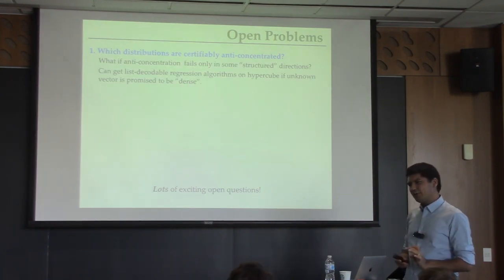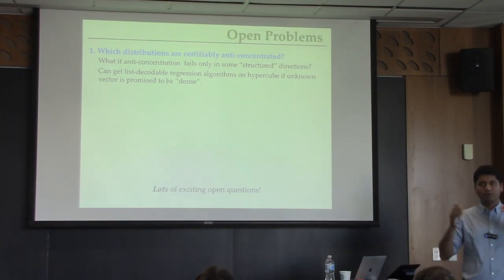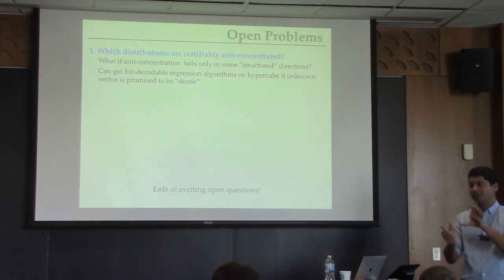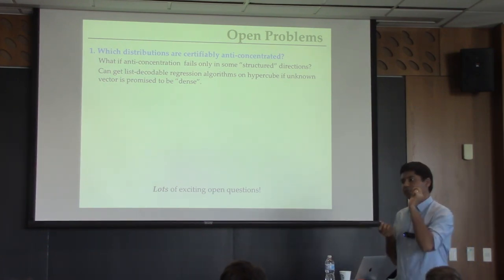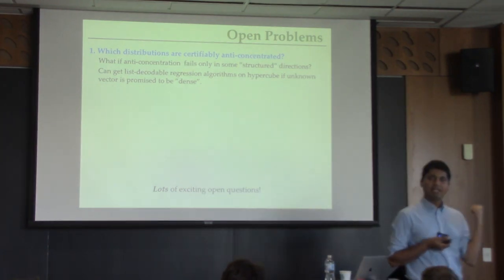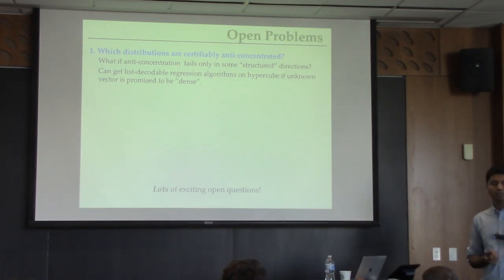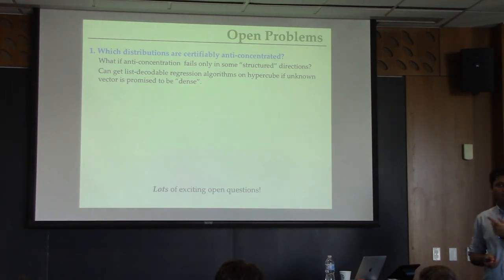It turns out that if the anti-concentration fails only for some structured vectors, which is the case for the Boolean hypercube, only sparse vectors fail anti-concentration. If you assume that the original L star was not sparse, then you can use the same algorithm and make things work even on the Boolean hypercube. So maybe there is some silver lining over there. But really the question is, how do we prove things are certifiably anti-concentrated? It's a new definition, and I'm sure it will find many more applications. So it's a good thing to investigate in the context of this paper itself.